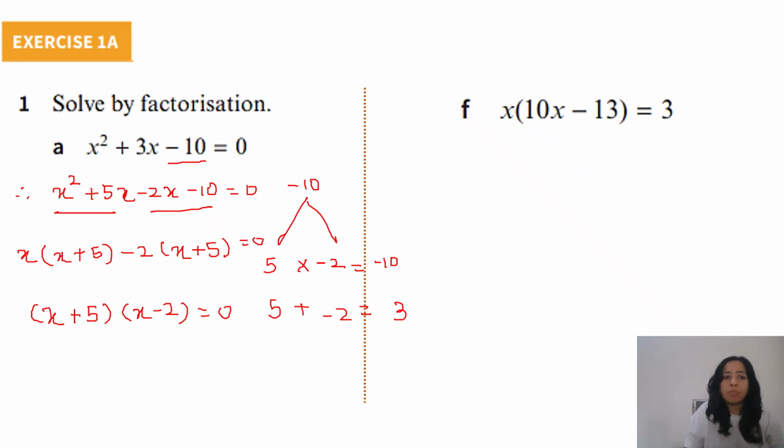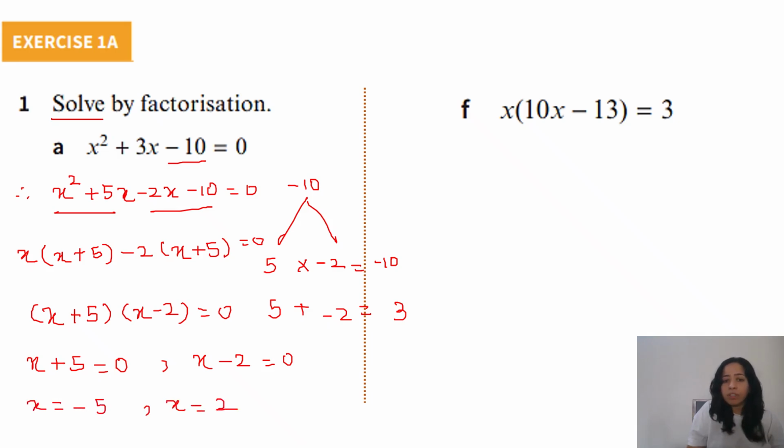Now, since we are supposed to solve using the factorization method, this has to be further continued and you are supposed to solve it for x. Find the value of x. So solving means we are finding the value of x over here, correct? So x equals -5 and x equals +2. These are the answers, and you can check whether your answer is correct by substituting the value in the left hand side of the equation and getting 0 on the right hand side.